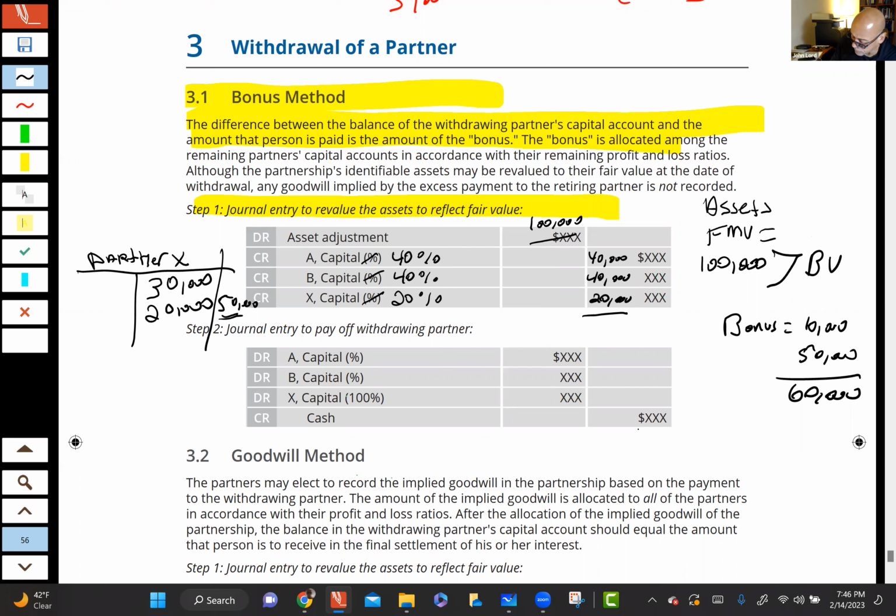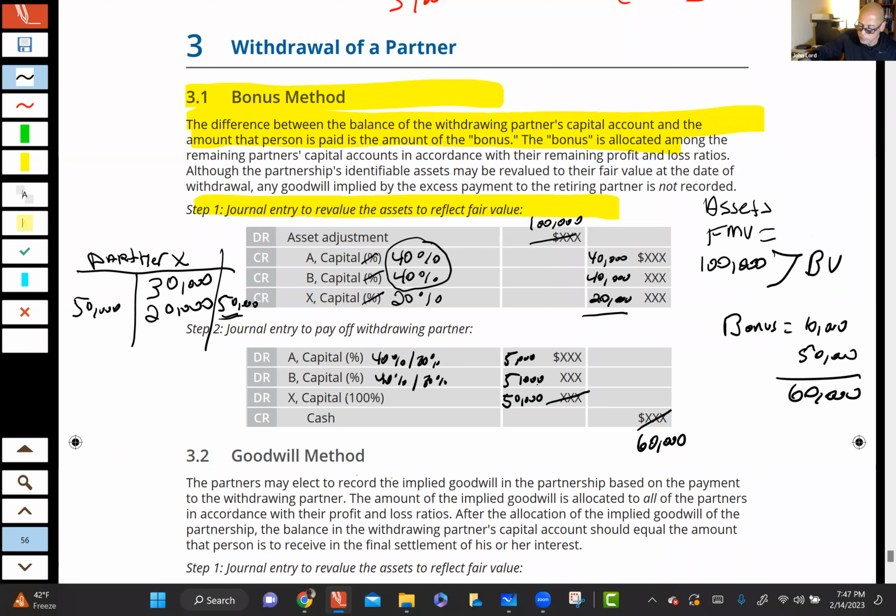So I know they have to do what? They have to credit the cash for 60. That'll cash him out of the 50, plus he gets an extra 10. That's the bonus. So that will get rid of partner X's capital, and that's appropriate since he's leaving. And then of that 10,000 bonus, now we're left with what was left. It was 80%. So 40% divided by 80% is 1/2. So 5,000 would be paid by partner A, coming out of their capital account. And again, the 40% divided by the remaining 80%, half of that would come out of B.